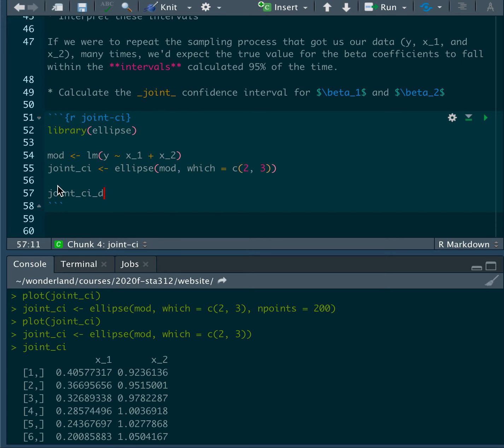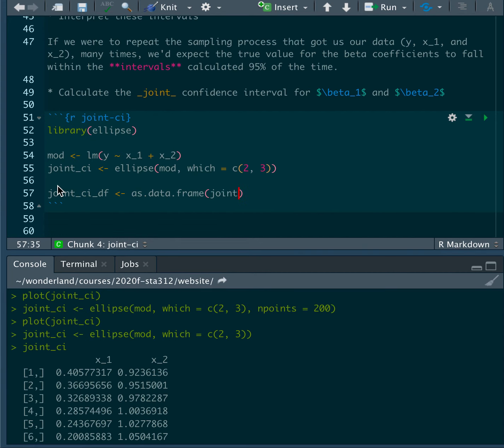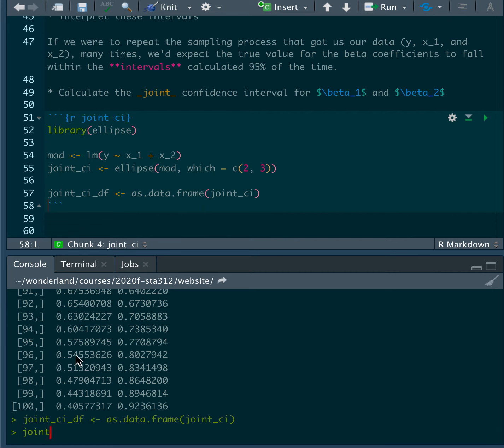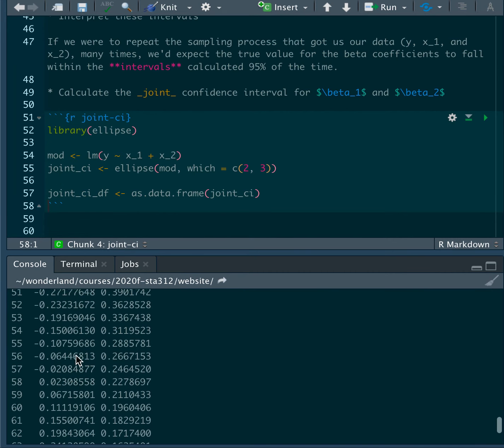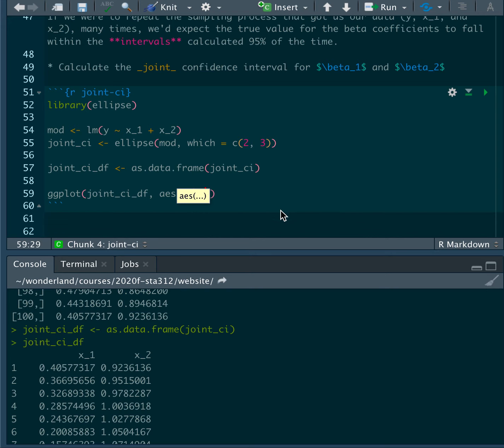So I'm going to call this joint CI data frame. I'm just going to do as.data.frame joint CI. Let's take a look at that. So it looks exactly the same, except now we've got this in data frame form, so x1 and x2 are my two columns. So now I can do ggplot, joint CI data frame. My aesthetics: on the x-axis I'm going to make a point for x1, on the y-axis a point for x2. And since this is points, I'm going to use geom_point.